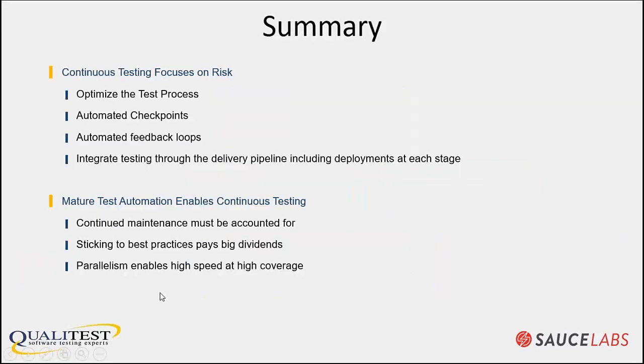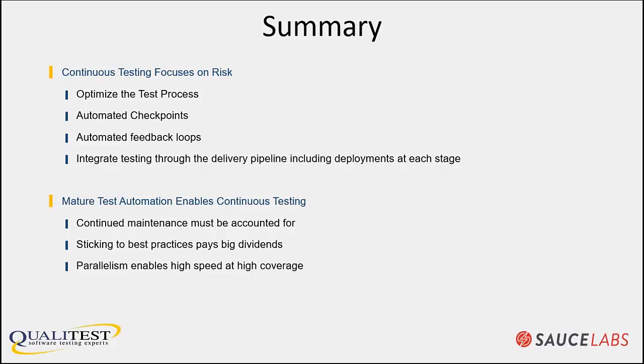All right, so the most important thing to remember about continuous testing is that it focuses on reducing business risk. That's really what we're doing, and the way we reduce business risk is to optimize the test process through test optimization of both the scope, the test cases, and the test suite. We put in automated checkpoints and automated feedback loops so that we know when there's an issue and we can catch it right away. And we integrate testing through the entire pipeline, not just at each testing stage. We need to even test the deployments.